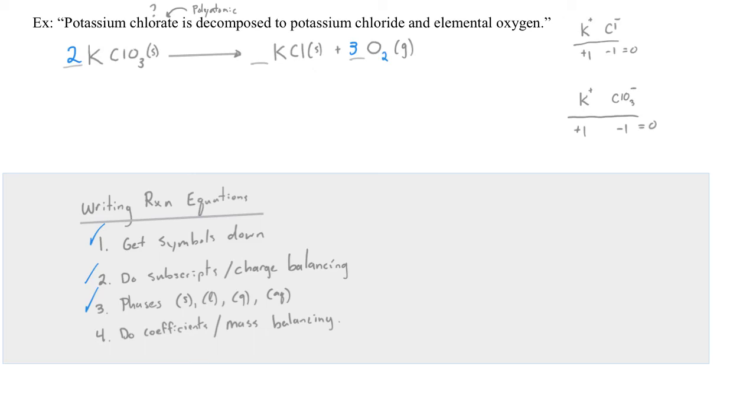Now we just have to look at balancing the rest of the elements. Notice when I put the 2 coefficient in front of potassium chlorate, that means we have 2 potassium atoms and 2 chlorine atoms as well. So I have to rebalance that on the right-hand side by putting a 2 coefficient right over here. Notice if you go and total up all of the different atoms, we have a balanced equation at this point. So now we've finished step 4, and this reaction is done.